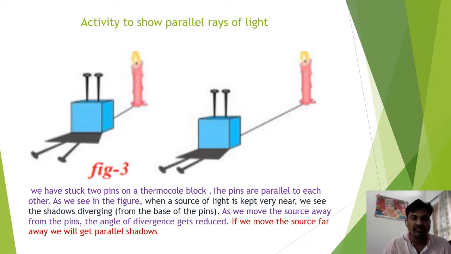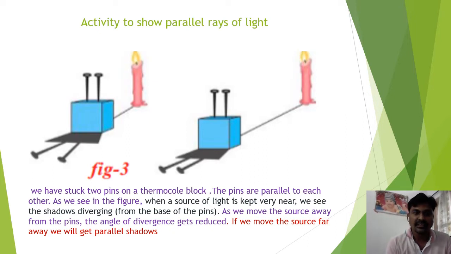So for this activity, what do we do? We take the wooden block or thermocol block and we fix two pins parallel to each other on the thermocol block, and we put the source of light, that means a candle, near to the thermocol block in the first case. Then we see the image of the two pins, that means the shadow of the two pins.